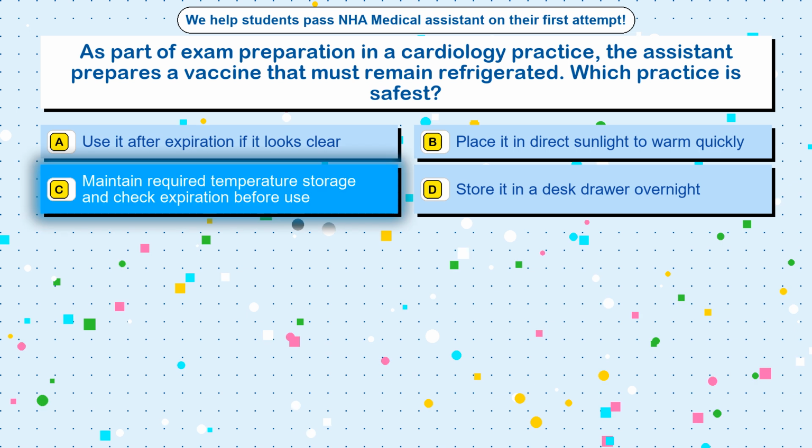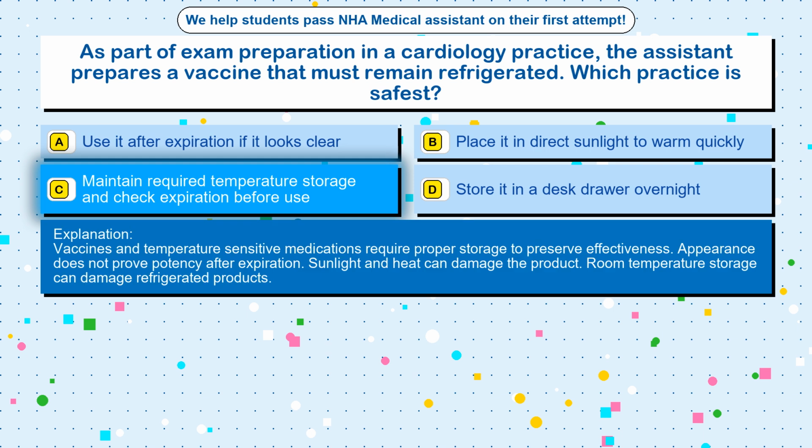The correct answer is option C, maintain required temperature storage and check expiration before use. Vaccines and temperature-sensitive medications require proper storage to preserve effectiveness. Appearance does not prove potency after expiration. Sunlight and heat can damage the product. Room temperature storage can damage refrigerated products.